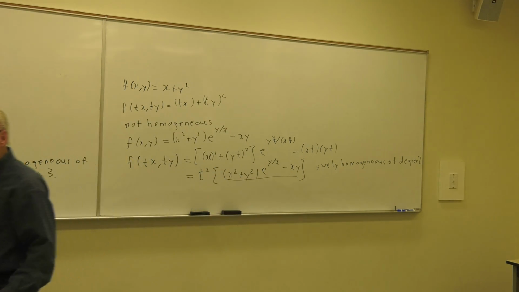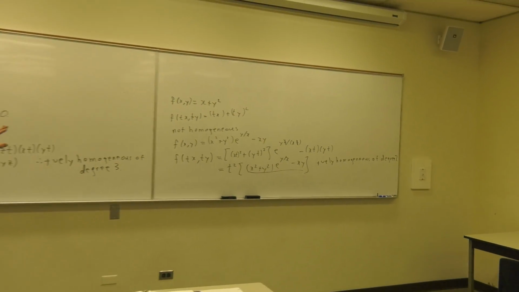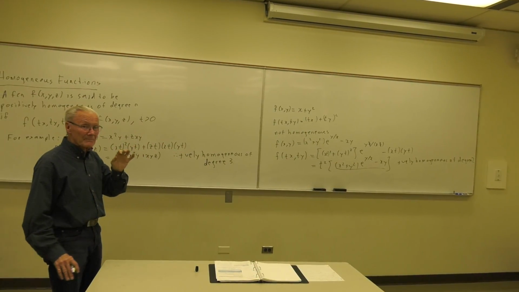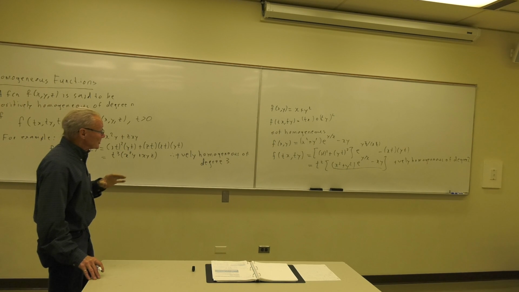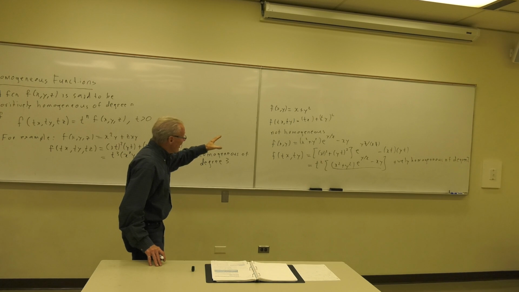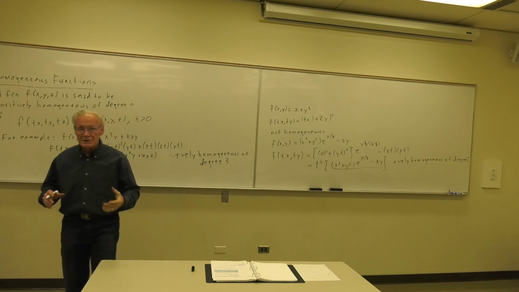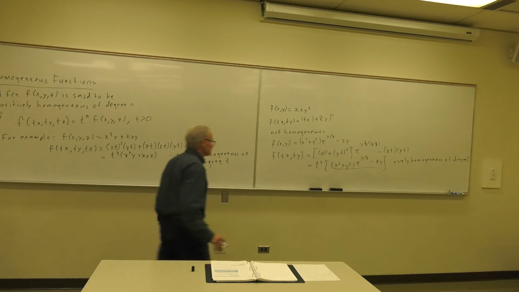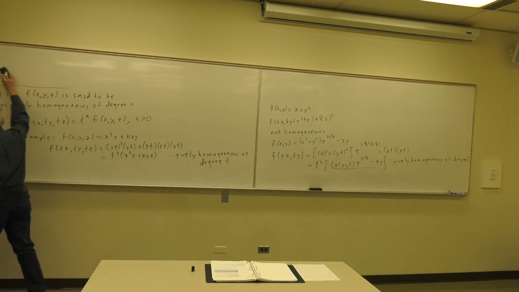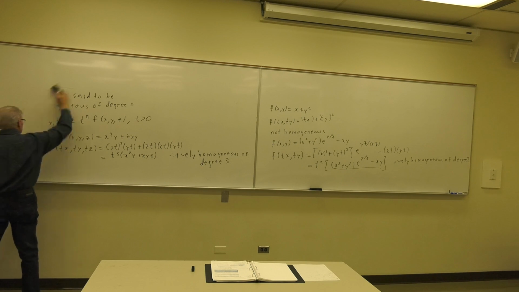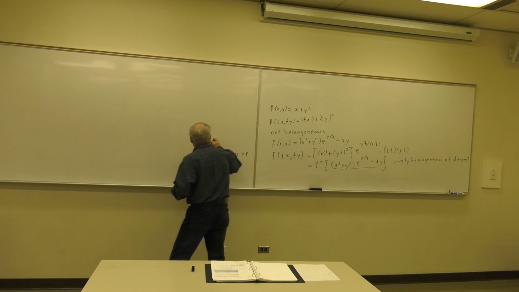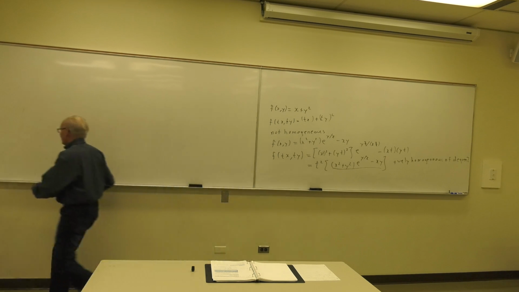So some functions are homogeneous, some are not. These homogeneous functions, if you were studying differential equations like in Math 2, there's a certain kind of differential equation that is called homogeneous, and it involves these homogeneous functions. One of the properties of homogeneous functions, and I said there are lots of properties, is called Euler's theorem.